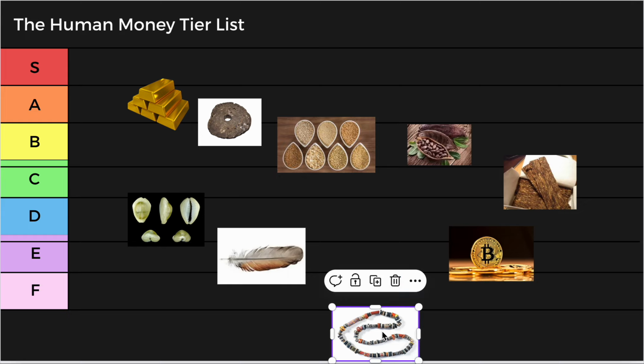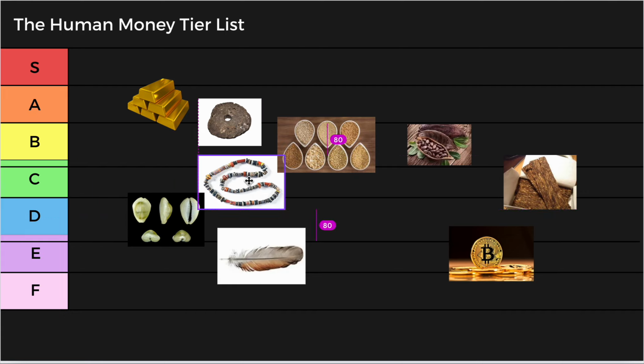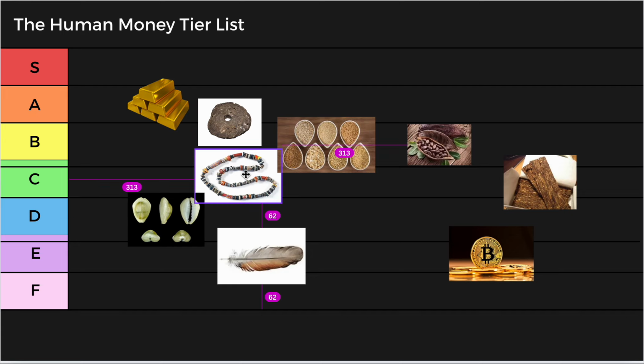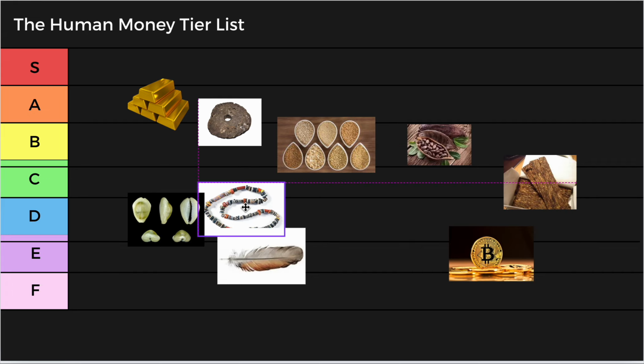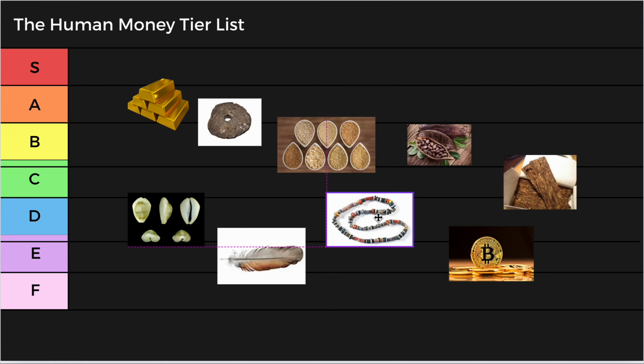So I think we're going to put these at a C tier. The scarcity is the problem. These agri beads were made in such high quantities, and led to a very tragic time in human history. So I want to put them at D. They weren't a very good form of money at all.